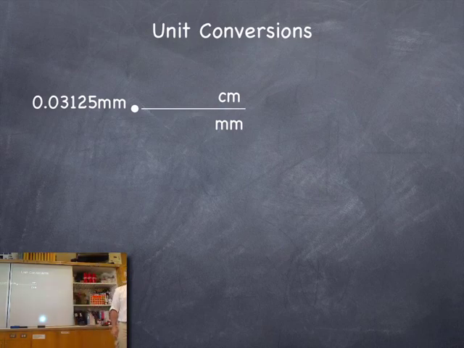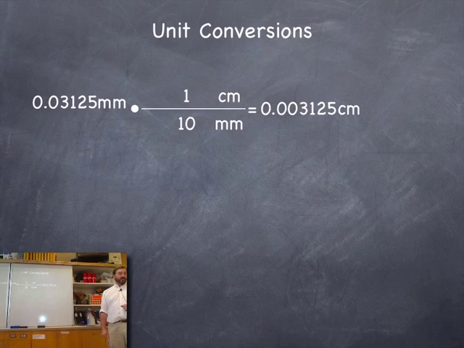For every 1 centimeter that I have, how many millimeters does that represent? 10. It's a 1 to 10 ratio. So now I've got a setup where the millimeters cancel. I need to take this number divided by 10 to get my answer. I can get 0.003125 centimeters. I converted the millimeters into centimeters.